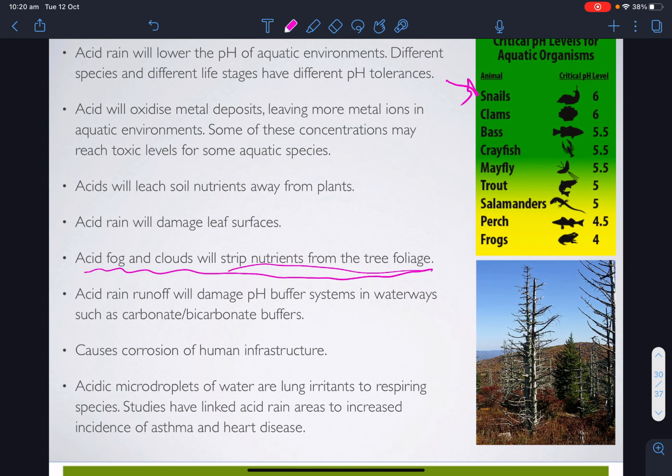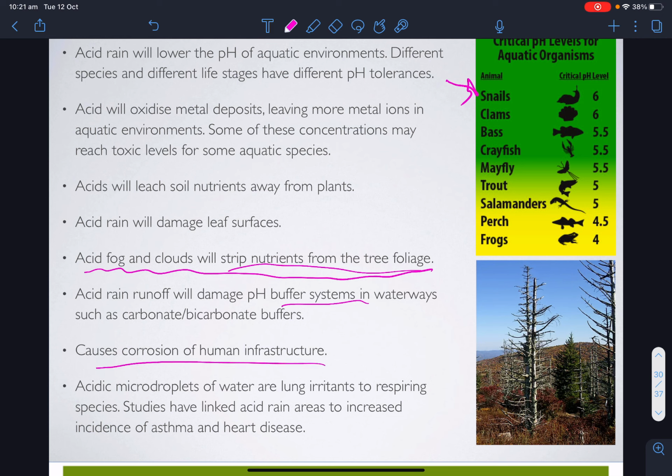Acid rain runoff will damage the whole buffer systems in waterways. So we've got natural buffer systems in waterways, such as the bicarbonate one that we've been talking about. And that just comes from the dissolving of rocks up in mountains as rivers pass by. So that's really good. But too much acid in there and it's going to exceed the buffer capacity and ruin the buffer. Okay.